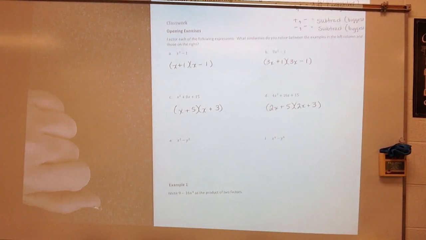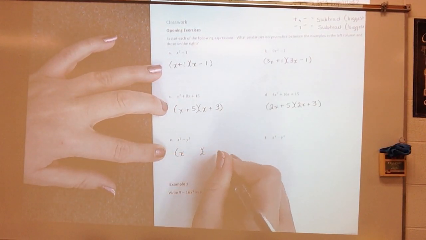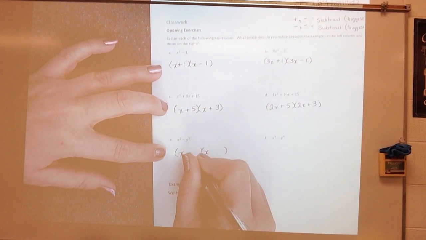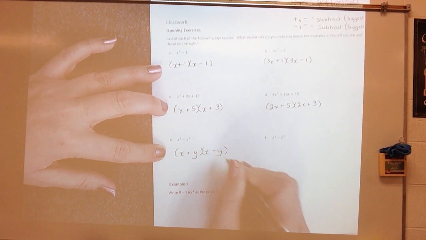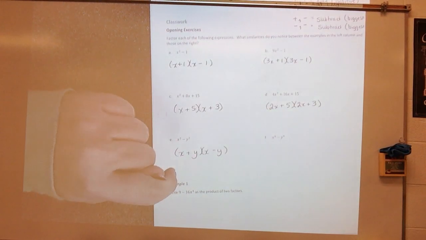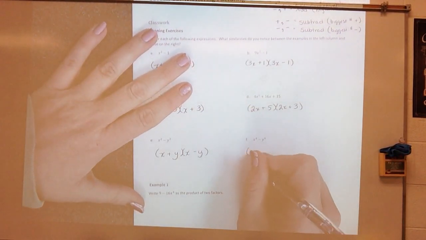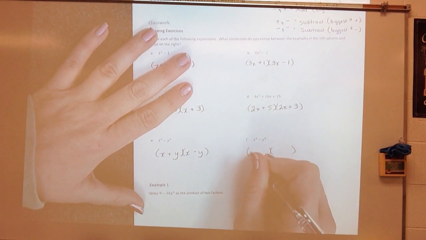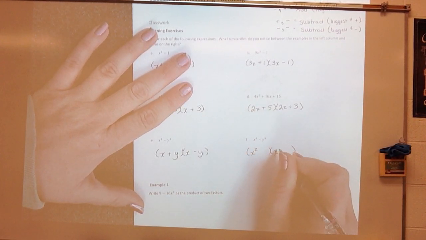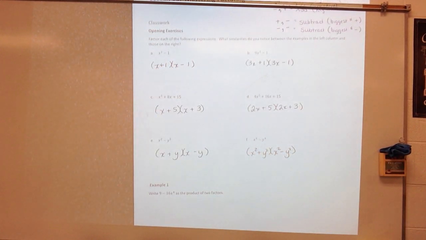X squared minus y squared, they're both perfect squares. So I'm going to factor them as x and x. One's plus y, one's minus y. Alright, and x to the fourth minus y to the fourth, once again, both perfect squares. So I'm going to factor it x squared, y squared, y squared. One's plus, one's minus.